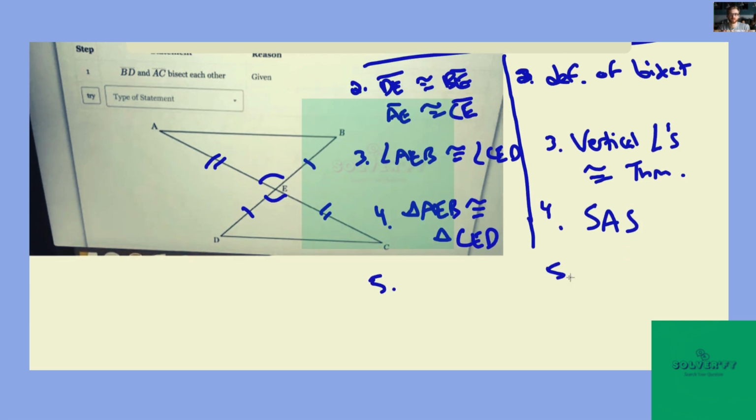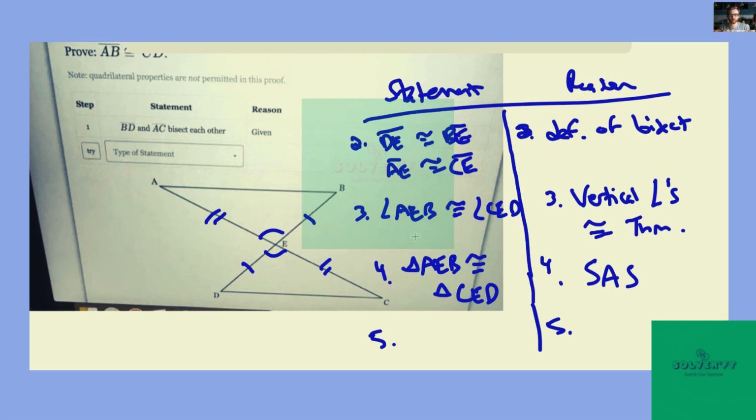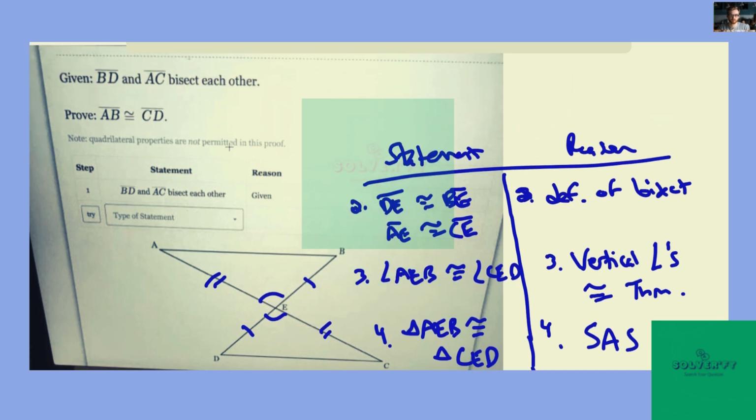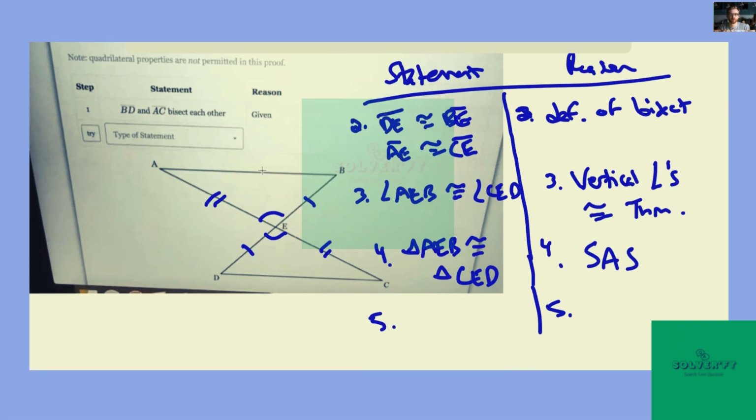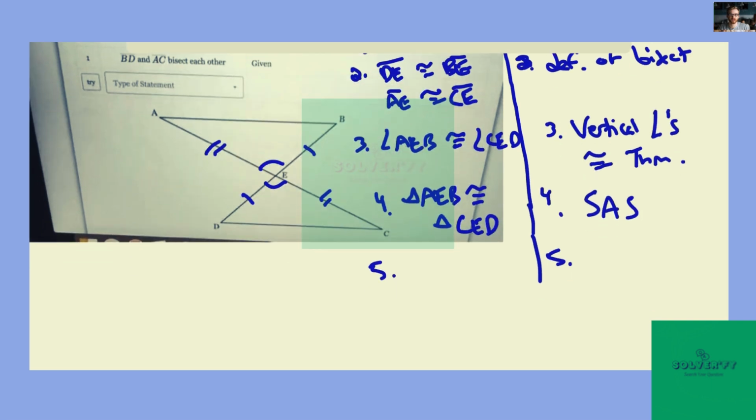And since the triangles are congruent, then all their corresponding parts are congruent, which is what we want to prove, that AB and CD are congruent. And that would be by what we call CPCTC. The corresponding parts of congruent triangles are congruent.